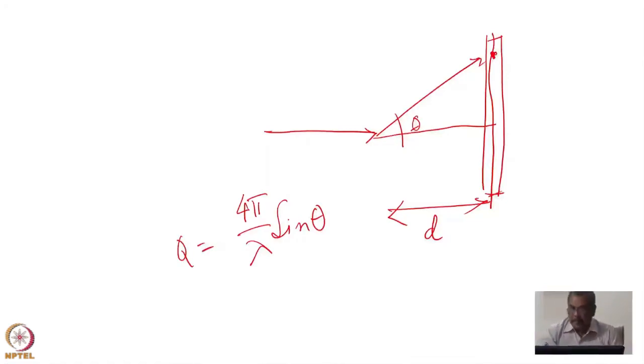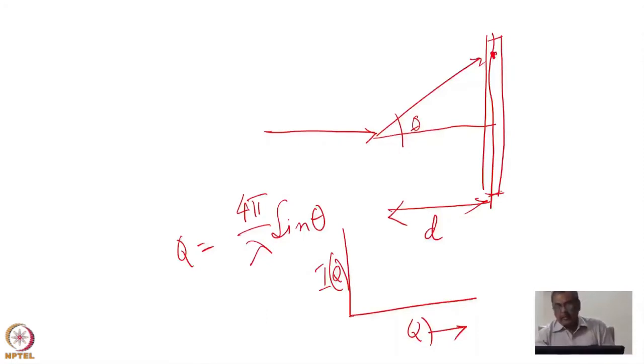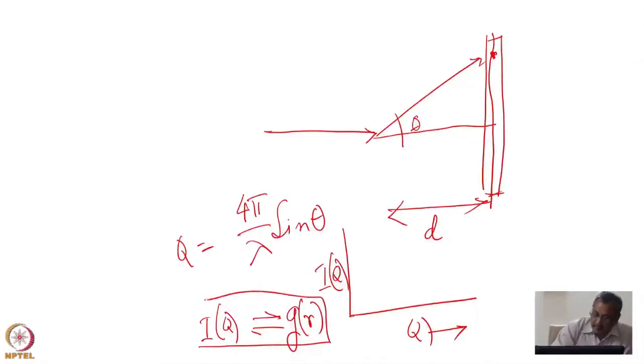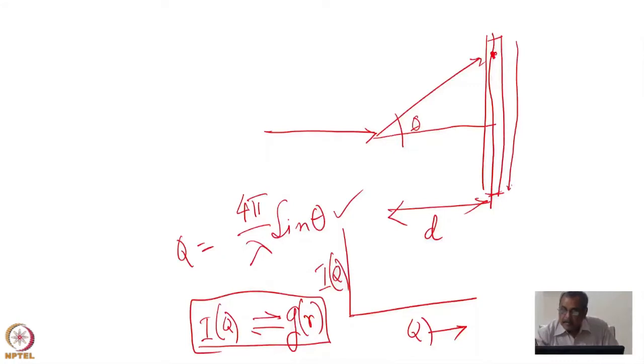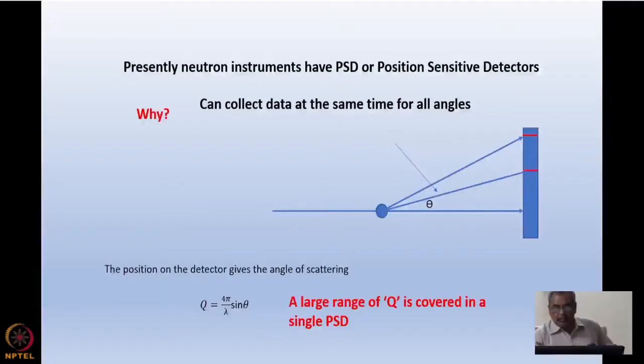Because if you remember, my target was to find out intensity as a function of Q in our experiments. And this is the experiment where we can find out structure, and I know that I(Q) is related to the G of R, the pair correlation function, which is structure in a different way, you can say the average picture. So if I can calculate theta, because I know at what position the neutron has struck, from theta I can find out Q, so I can get information on a very large range of Q. When I come to actual experiments, I'll show you how we get it. So basically a large range of Q can be covered in a PSD, so it will save us time.